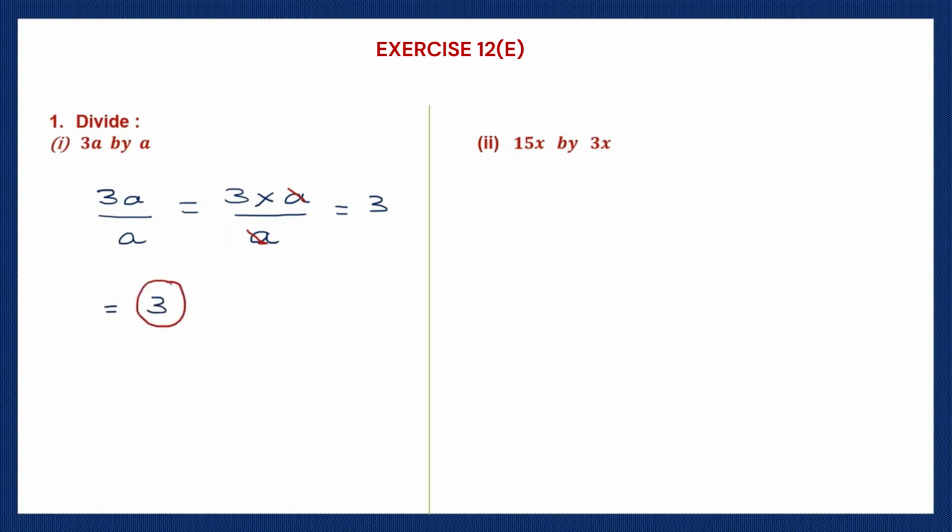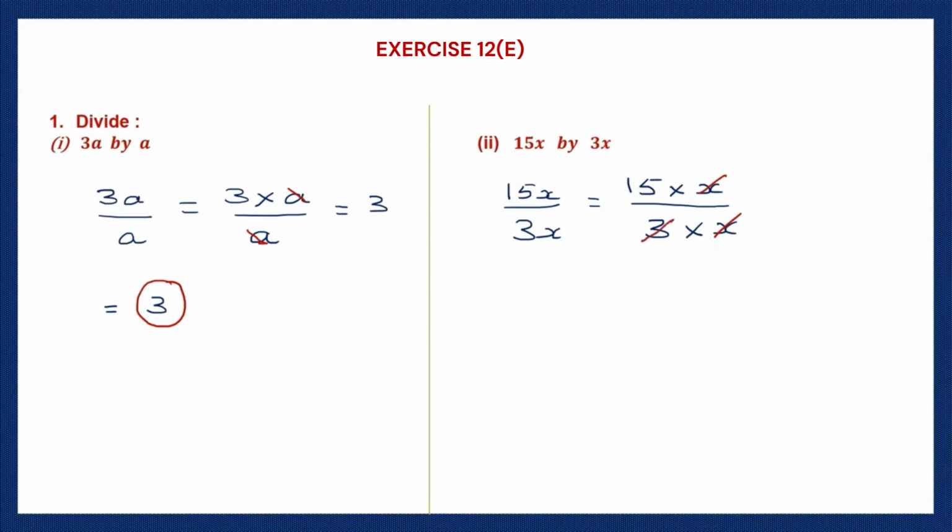Let's go on to question 2. So divide 15x by 3x. So 15x means 15 into x, and down in the denominator we have 3 into x. So let's cancel whatever we can in the numerator and denominator. I can cancel the x.